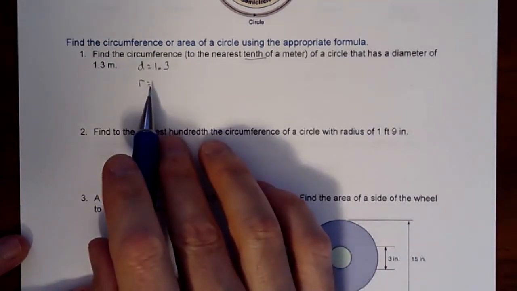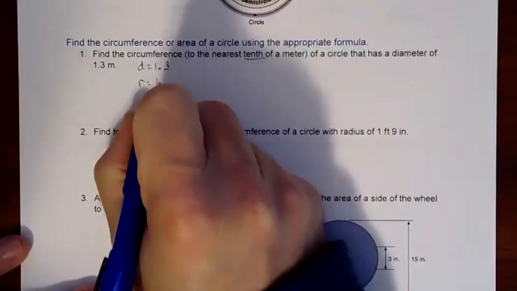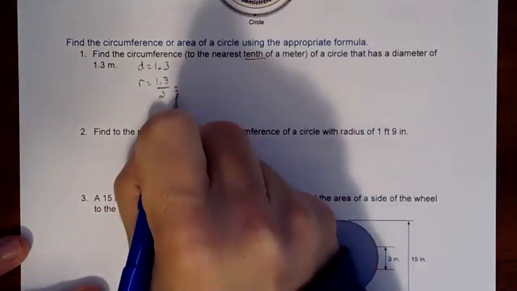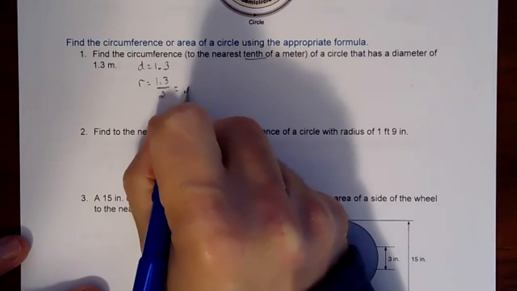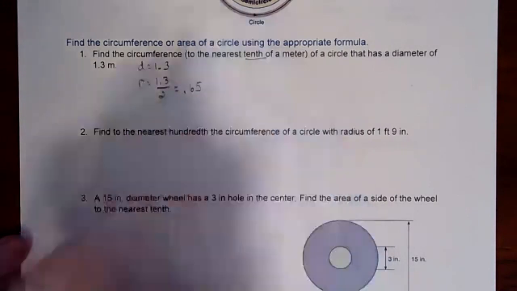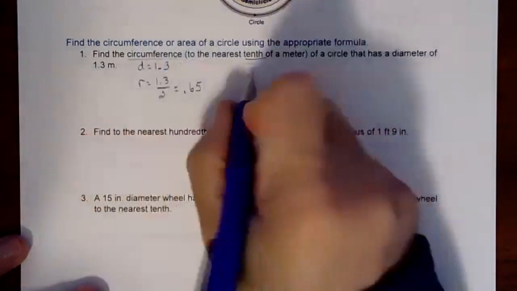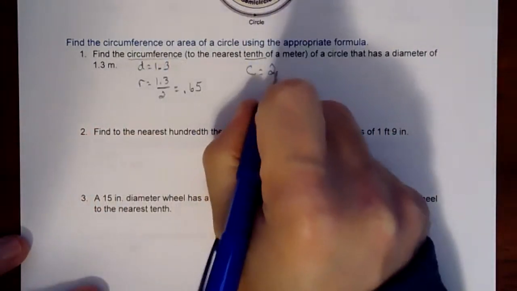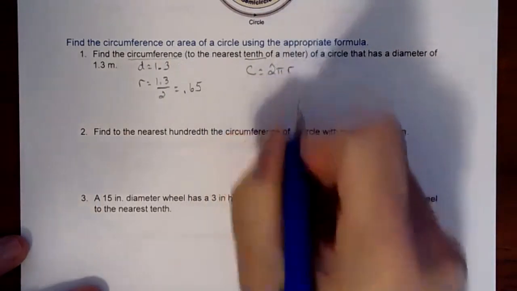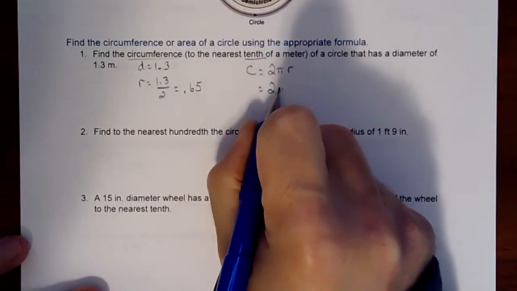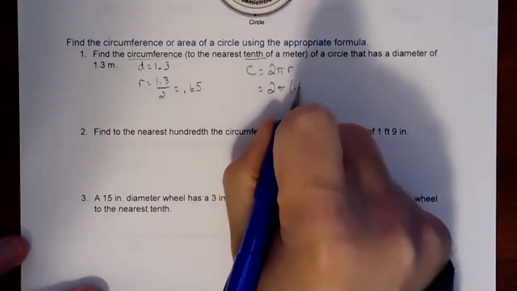Is it half the radius or half the diameter? Half the diameter. So we'll take that 1.3 and we'll divide it by 2. If you threw that in a calculator, you'll get 0.65, and that's what you need. So they want the circumference. Circumference is 2 pi r. Plug in your radius, and then just plug it right into the calculator. 2 times pi times 0.65.